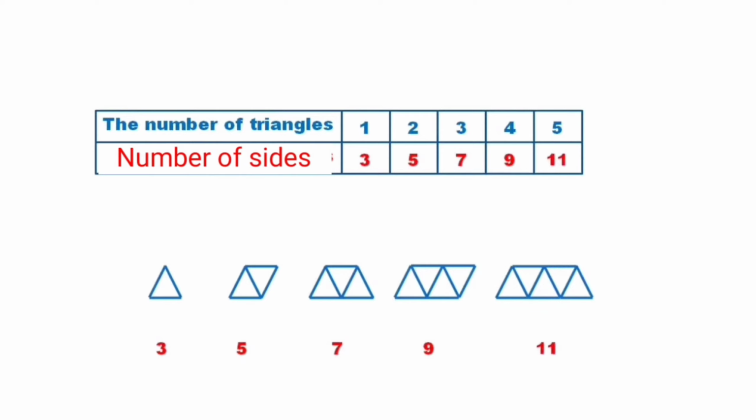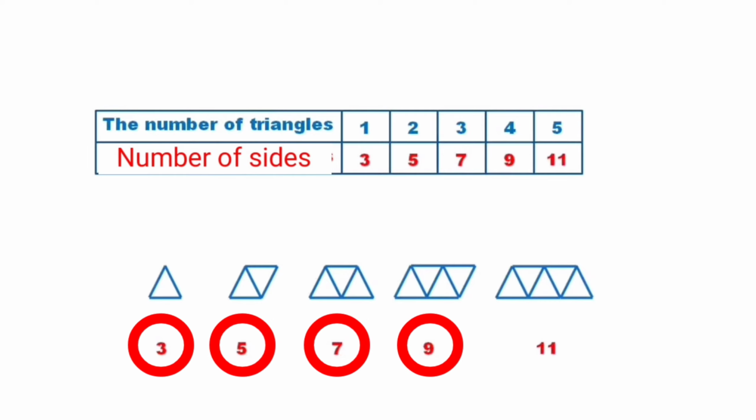Then, the number of sides of the triangles 3, 5, 7, 9, 11 is a sequence. 3 is the first term or a sub 1. 5 is the second term or a sub 2. Then 11 is the fifth term or a sub 5.